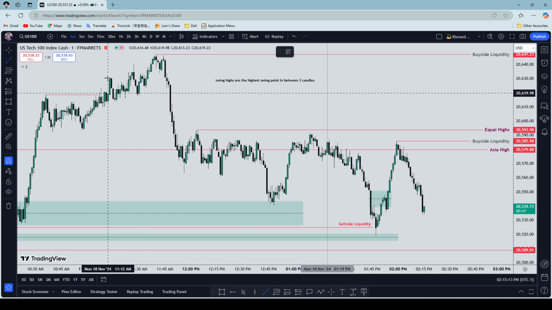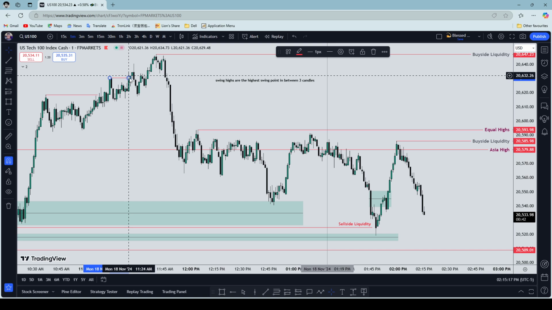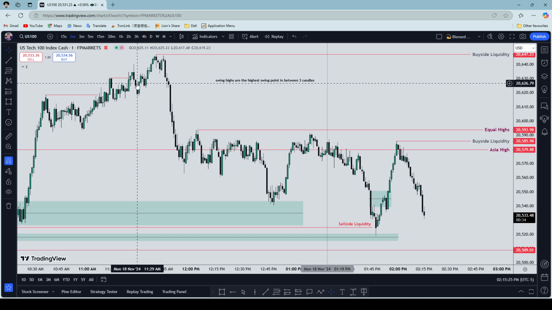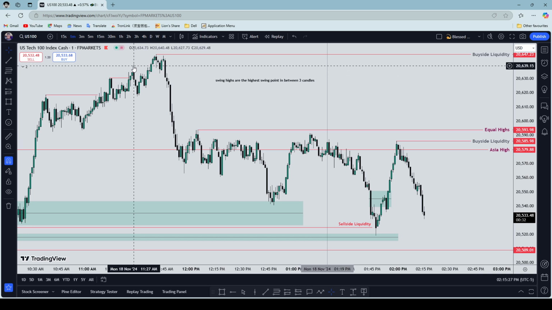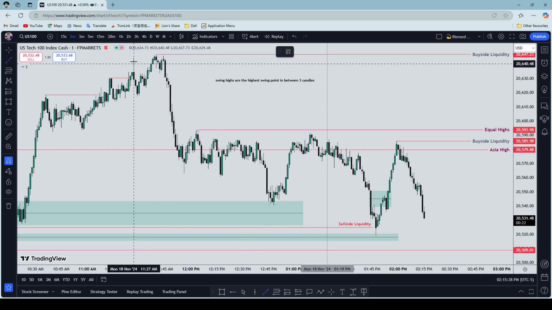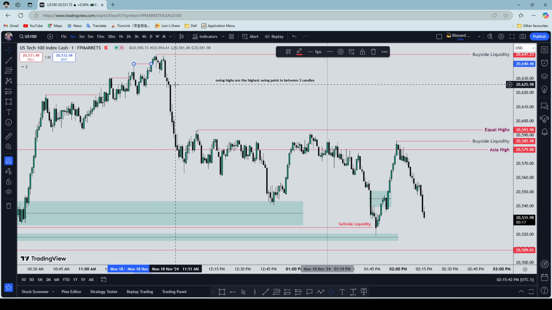Let me keep using a visual example. It comes down, and it breaks the structure again. Then after breaking that structure, it does what? One, two, three. The highest swing point again. It created another swing high right there. It drops down just to do what? To take it out again. To take out this swing point again. It took out this swing point too, like that.